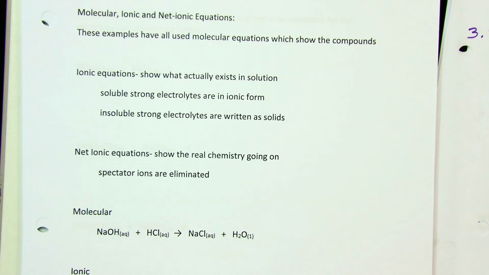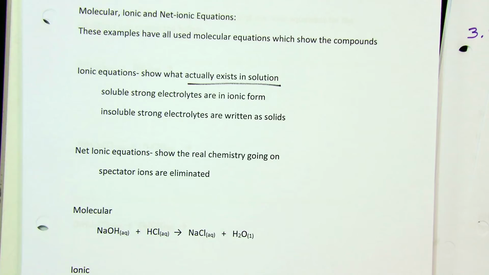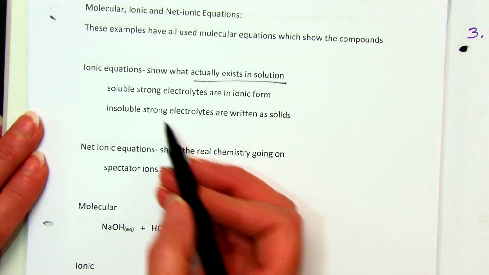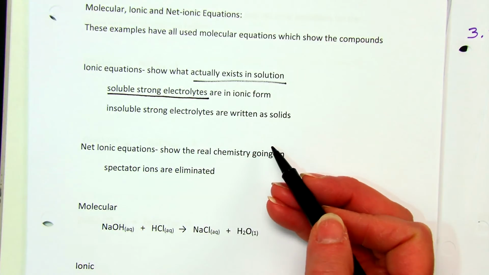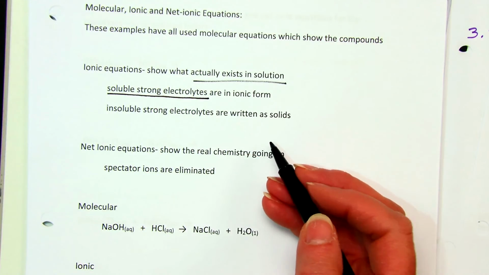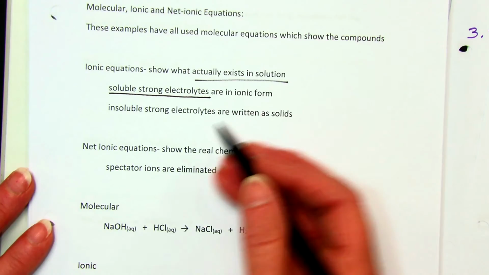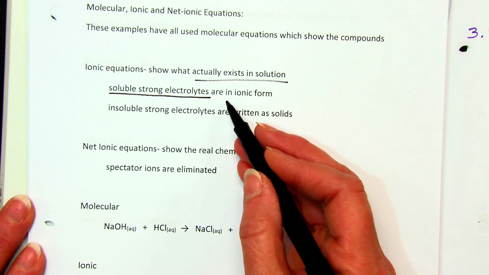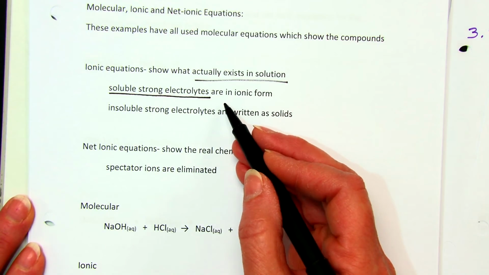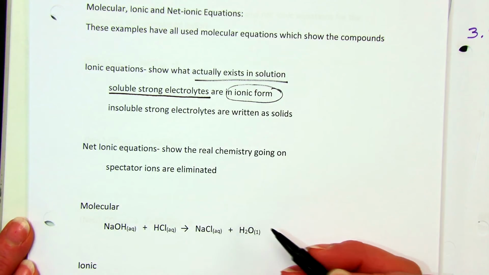So, ionic equations show what actually exists in solution. I think of this as what's in my beaker. What's in my beaker is this. If we have soluble strong electrolytes, that means an ionic compound that dissolves in water, then that's a soluble strong electrolyte. Strong acids and strong bases fit in this category. Since they are dissolved and broken apart into the ions, we write them as ions. We don't write them as a compound.